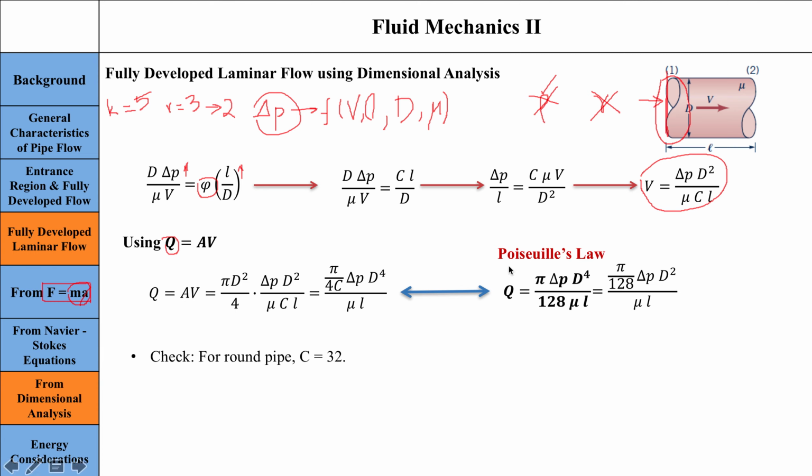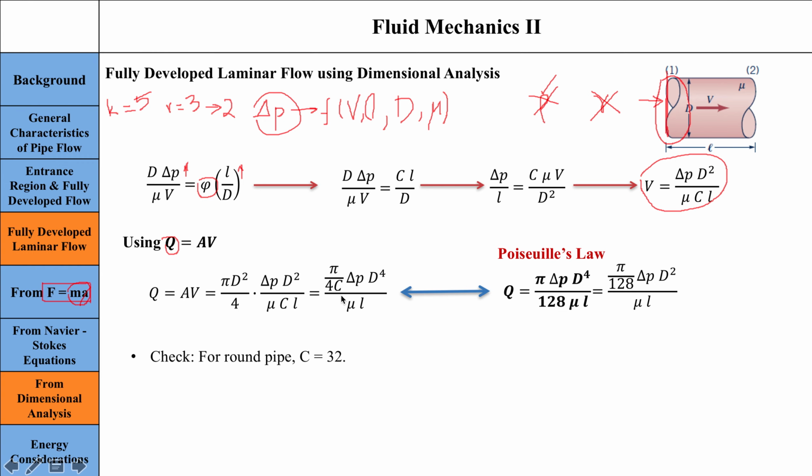But remember that we're looking at a round pipe here. Now this value of C can change, depending on the geometry of the pipe. For the round pipe here, the value of C is 32, but say you're talking about a rectangular pipe, that would be different. It would be between 50 to 100 usually. So that is one of the benefits of using this dimensional analysis. We can figure out the flow rate for our fluid in terms of the geometry of the pipe as well.